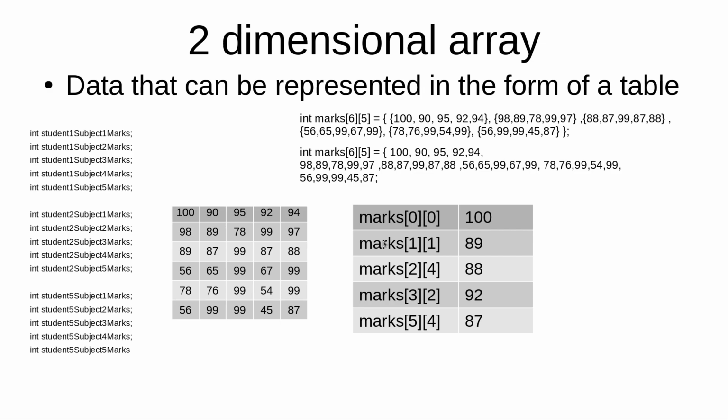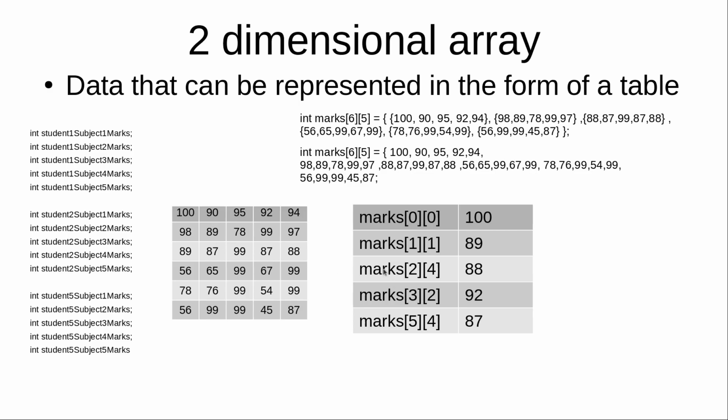Okay, so what is marks 1 of 1? Here the row number is 1 and the column number is also 1. So which is row number 1? This is row number 1. And which is column number 1? This is column number 1. So which is the element that belongs to the first row and first column? At the intersection, 89 is the value.